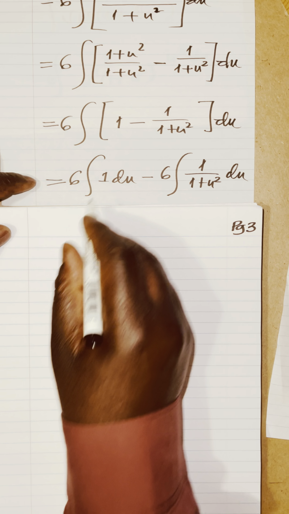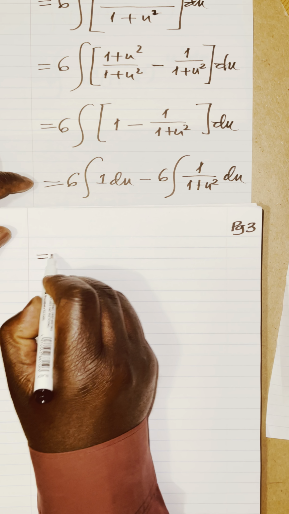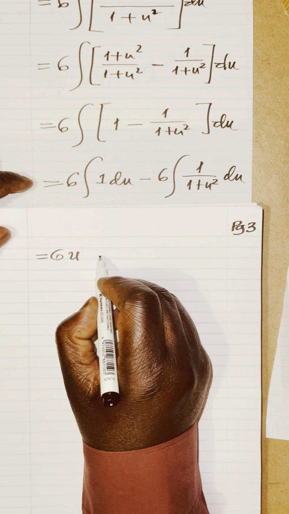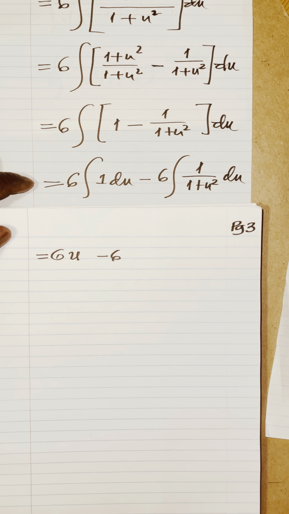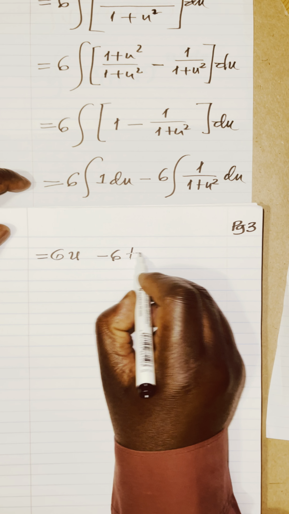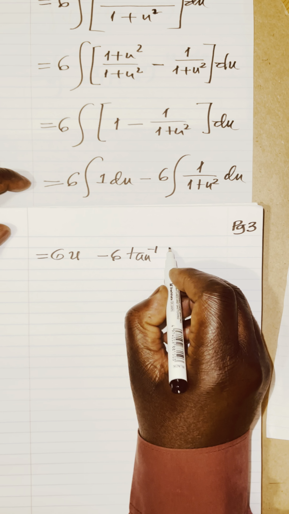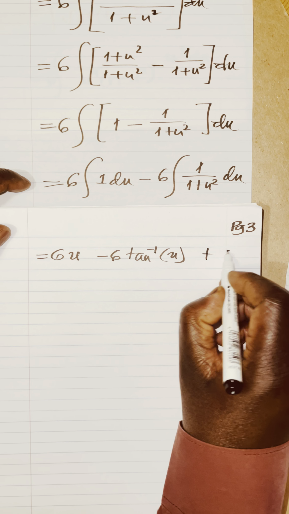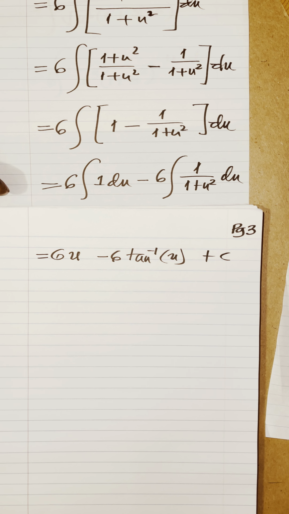So we are saying the integral of 1 with respect to u, obviously. You'll agree with me that that's just 6u. And then minus 6 times the integral of 1 all over 1 plus u squared. You will all agree with me that is just the arctan, or tan inverse, of u. And then we have plus c, a constant of integration. Now we know that c is a real number.